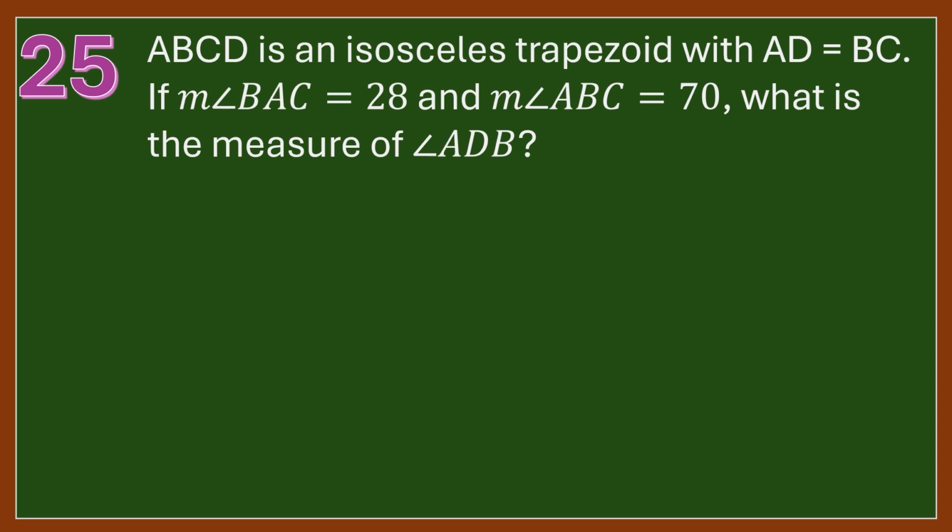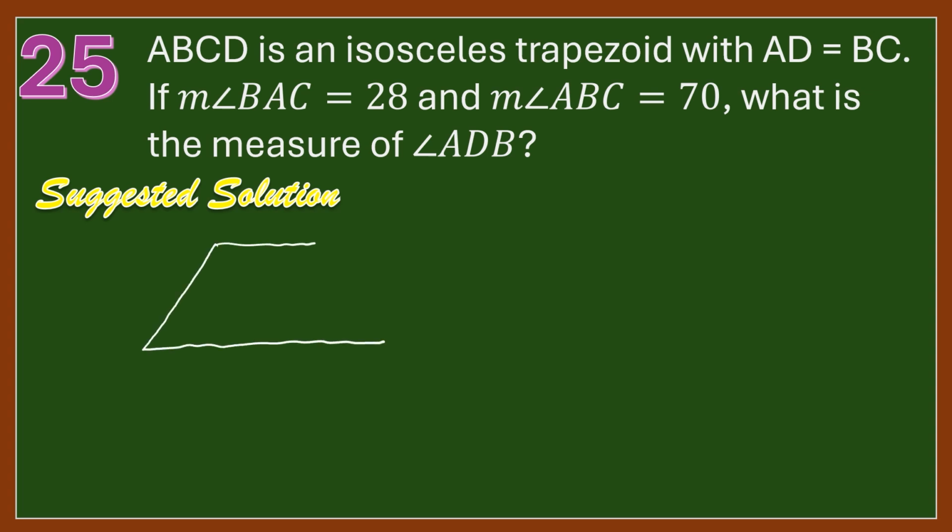ABCD is an isosceles trapezoid with AD equals BC. If measure of angle BAC equals 28 and measure of angle ABC equals 70, what is the measure of angle ADB? For our suggested solution, let us draw the isosceles trapezoid ABCD. We know that AD equals BC, so we have A, B, C, D. AD is equal to BC.